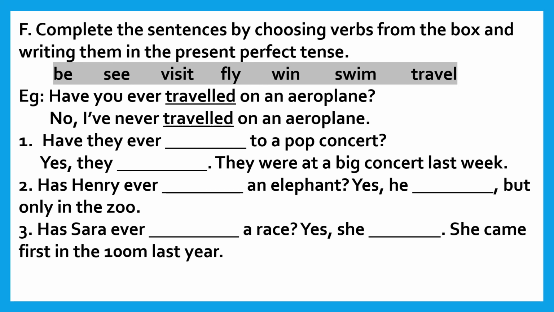Now one example is already solved and given to us. That is, have you ever traveled on an aeroplane? No, I have never traveled on an aeroplane. In this example, the underlined word traveled is the past participle of the verb travel. Since it asks a question, the word have is written in the beginning. Also remember, children, that the word ever in the sentence is always used while asking questions. Okay, so now let's go ahead and solve the first one.